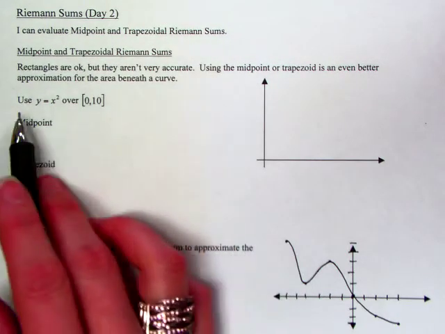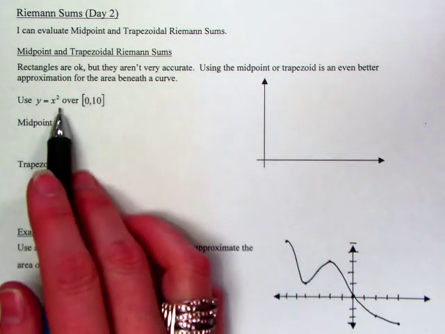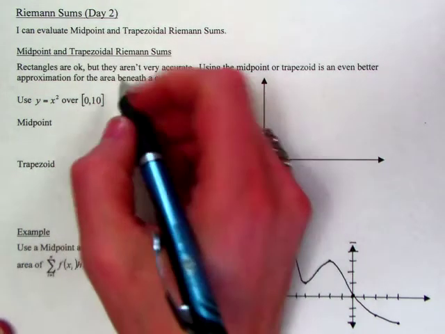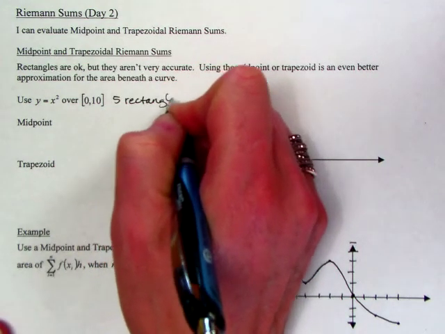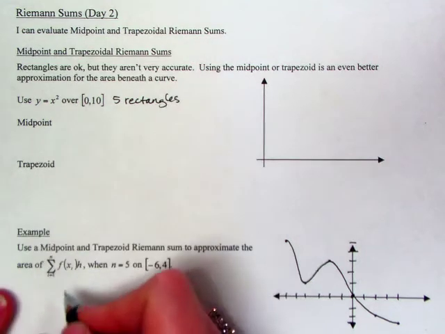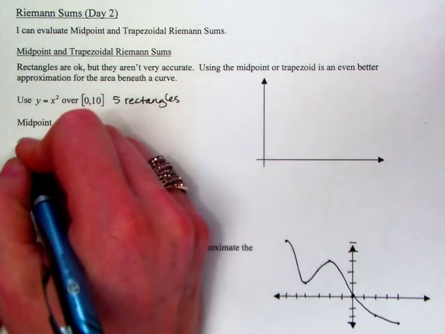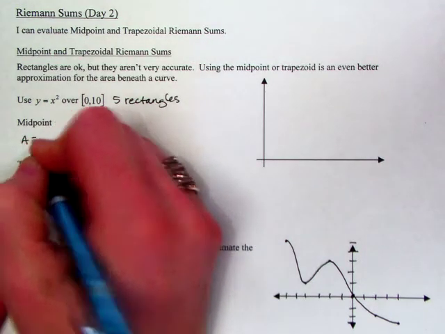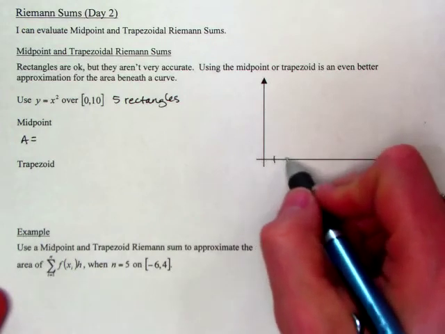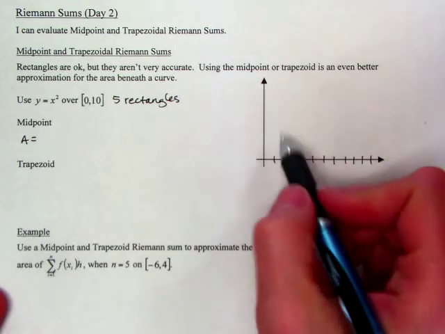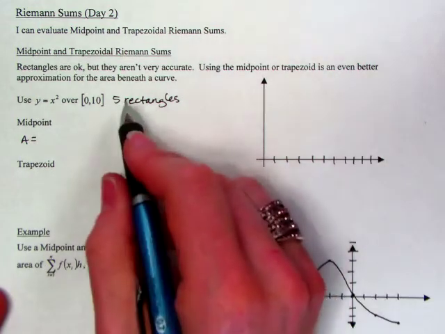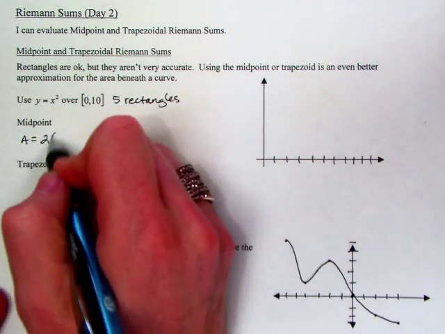So we're going to start off using y equals x squared, which is our standard parabola. We're going from 0 to 10, and what I forgot to write down is that we're going to do 5 rectangles, or when we get down to them, 5 trapezoids. So for midpoint, what we're talking about is actually doing the middle of each rectangle. So just for looking at it purposes, 5, 6, 7, 8, 9, 10. So I'm still going to make 5 rectangles, which means they're all going to be 2 wide, or width of 2.